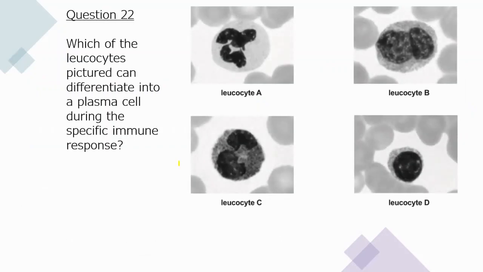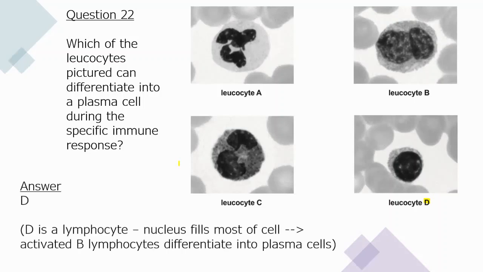Question 22, which of the leukocytes pictured can differentiate into a plasma cell during the specific immune response? So a leukocyte is another term for a white blood cell, so don't get confused between leukocyte and lymphocyte. So leukocyte is a name for a white blood cell. So it's asked us to identify which picture shows the cell that differentiates into plasma cells. So we know that it's B lymphocytes that differentiate into plasma cells. So if we have a look at the cells, we can see that our answer is going to be D because in lymphocytes the nucleus takes up most of the cell. So you can see our answer and explanation there.